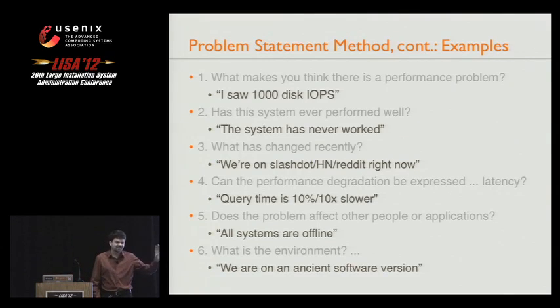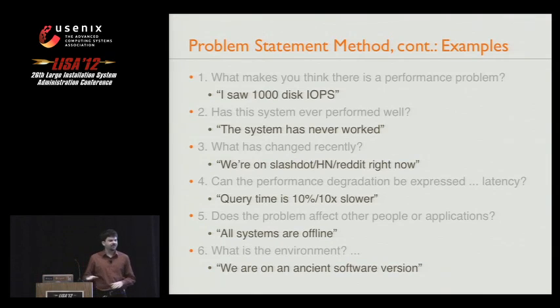So yeah, has the system ever performed well? Good question to start with. What changed recently? That can be, we're on Slashdot, we're on Hacker News, we're on Reddit right now. And I've had many cases like this where, again, you're looking for how did the system break? And it's meta. The system didn't break. They're on Slashdot right now. And that's why there's so much load, and that's why you've got network drops, et cetera, et cetera. Important question to ask early on.